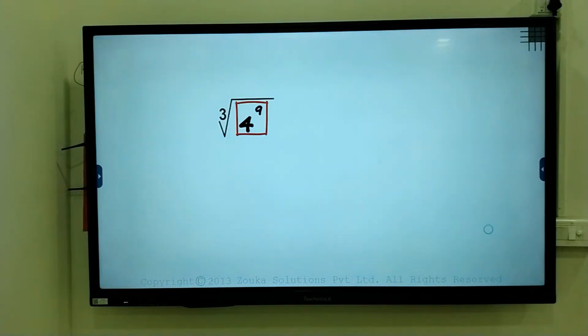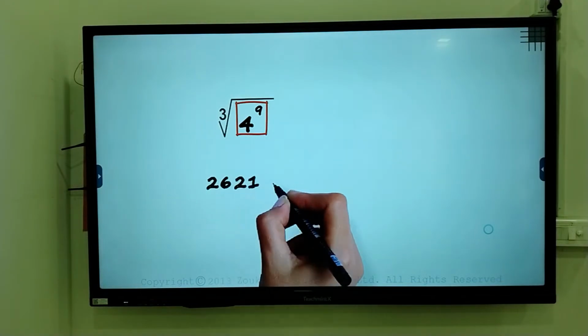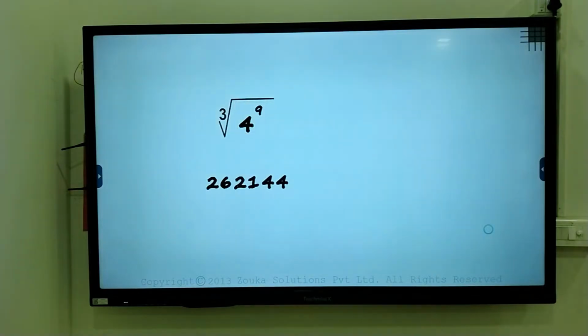The base actually equals 262,144. Imagine finding the cube root of this big number. But using our technique, all we need to do is keep the base same and divide the exponent by 3. Here the base is 4. Hence we write a 4 here and divide 9 by 3. Hence we get the cube root of 4 raised to 9 as 4 raised to 3.